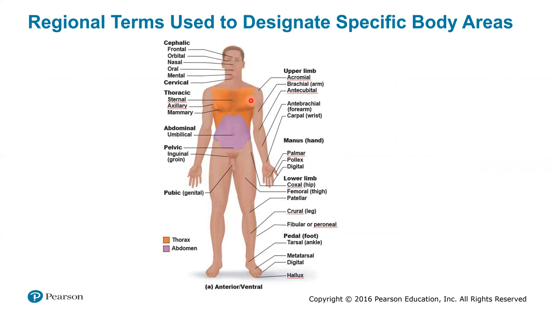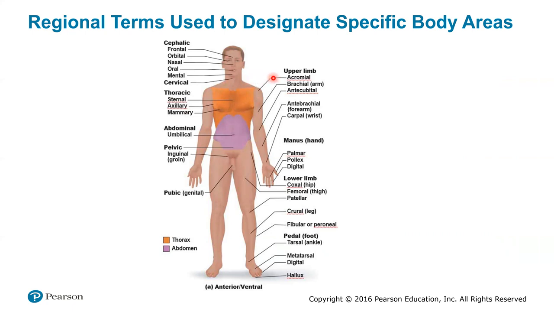Then we have the thoracic region, shown here in an orange color. In the thoracic region, we have sternal, mammary, and axillary. Axillary is your armpit. Now we're moving to this purple region that is abdominal. Within the abdominal region, we have umbilical. Now we're moving to the pelvic region. Within the pelvic region, we have pubic, or inguinal, or groin. So inguinal is this area over here and over here.